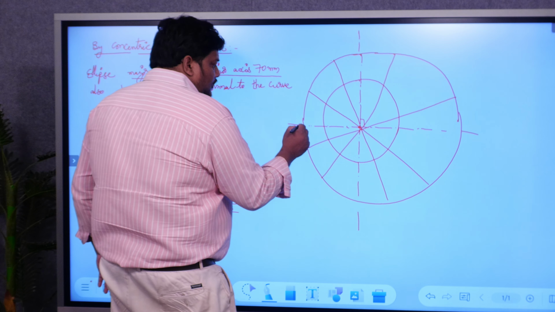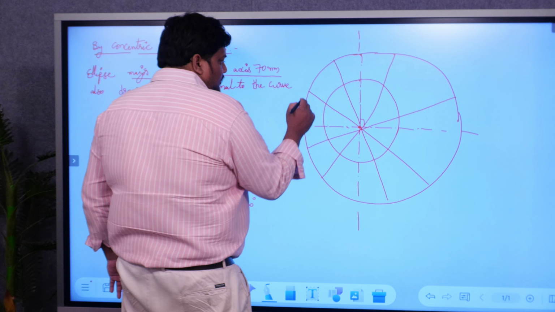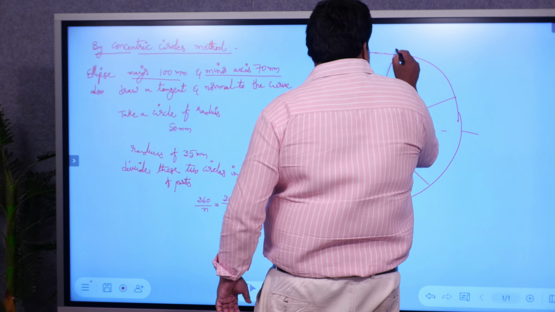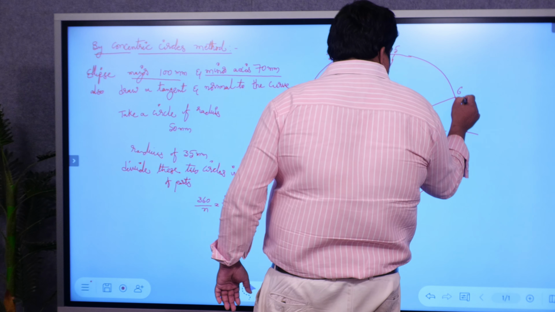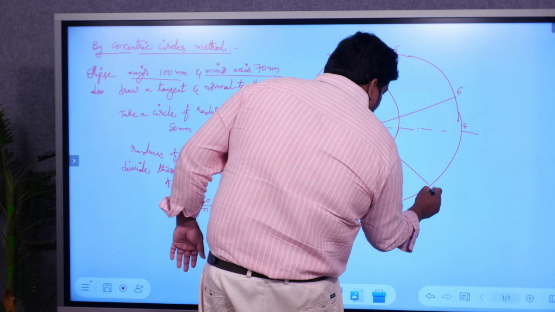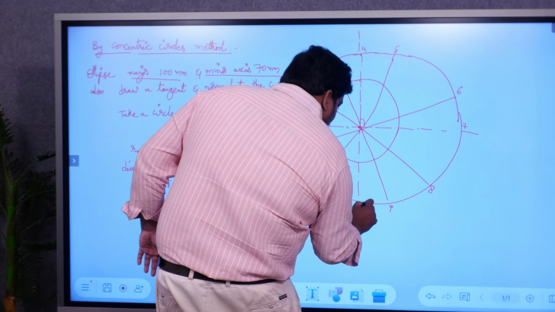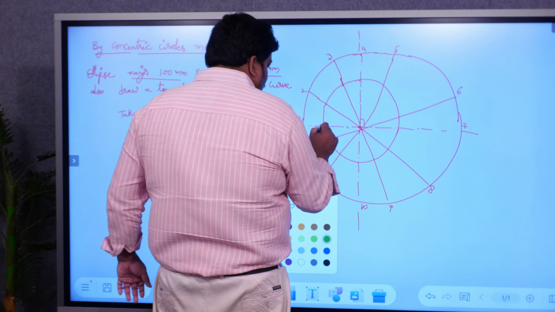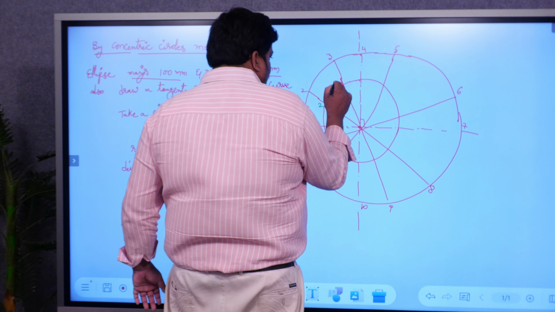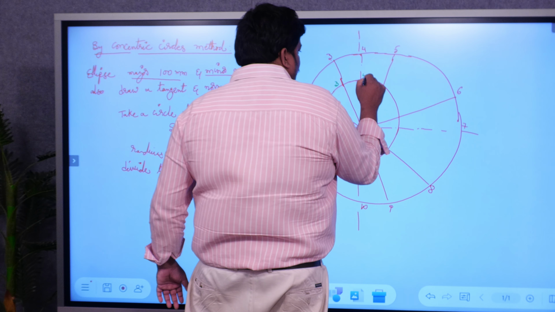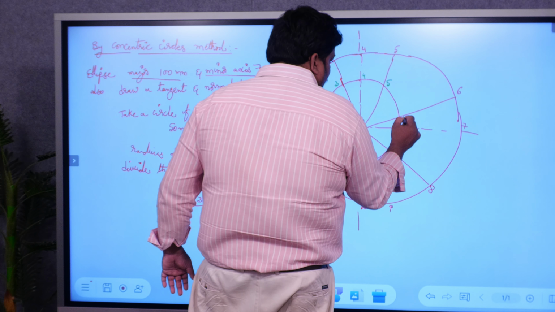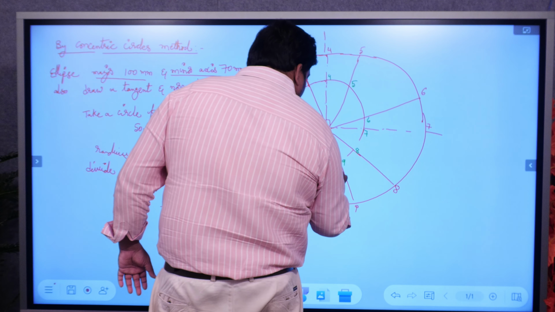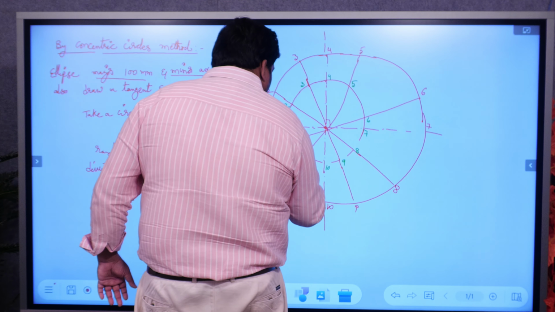Now I'm going to give this one as the first point, and this is the second point, third point, fourth point, fifth point, sixth point, seventh point, eighth point, ninth point, 10, 11, 12. And this is the first point of the inner circle, this is the second point of the inner circle, third point, fourth point, fifth point, sixth point, seventh point, eighth point, ninth point, 10th point, 11th point, and 12th point.